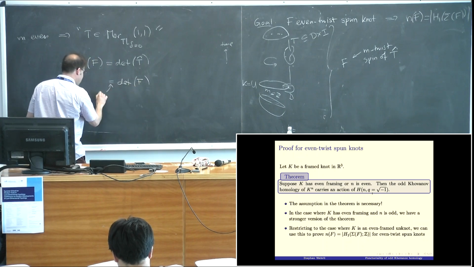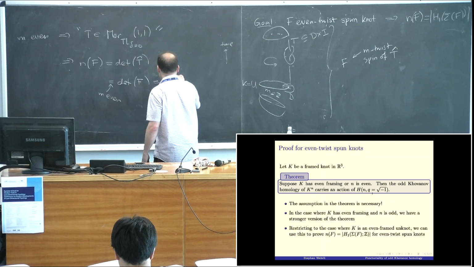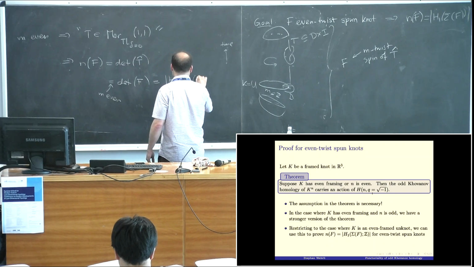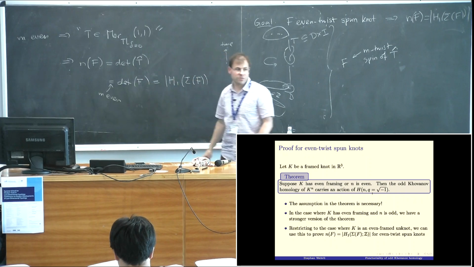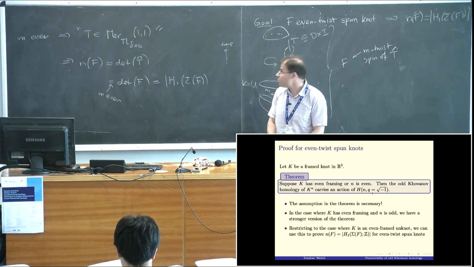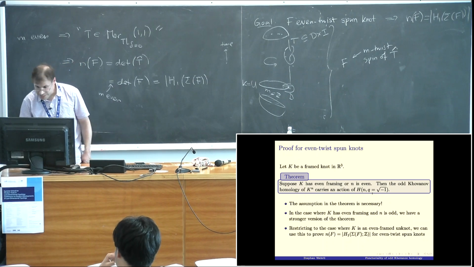This is because M is even, where by the determinant I just mean the order of the first homology of the branch double cover. So this gives us what we want. This odd Khovanov-Jacobson number is the order of the first homology. So that's all. Thank you.